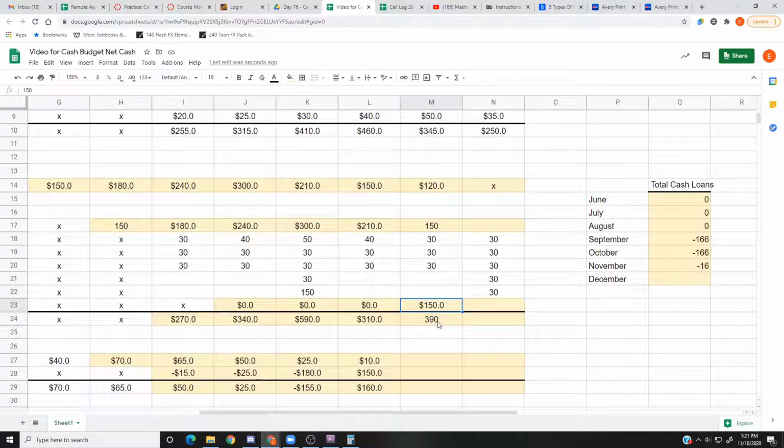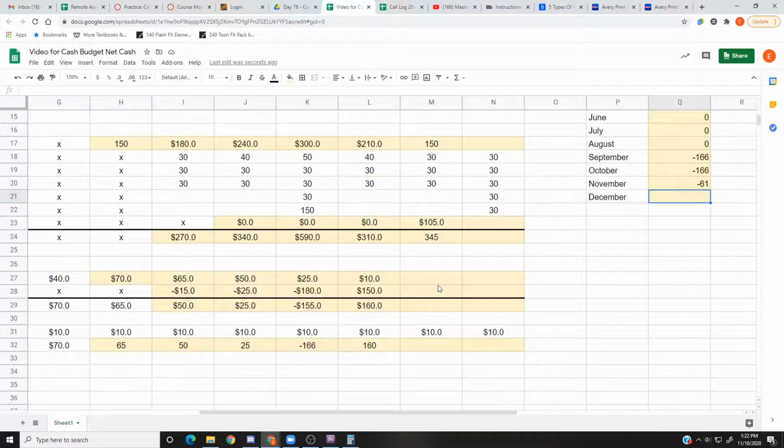So let's go ahead and take this down. Let's see, 390 minus 345 is $45. So let's just take this down to 105. Okay, now 345 is equal. That's good. That's what I want to see. All right, we're going to see that these two are equal. So I'm going to change this to 105 instead. So I'm at negative 61 in loans now instead. That's okay.